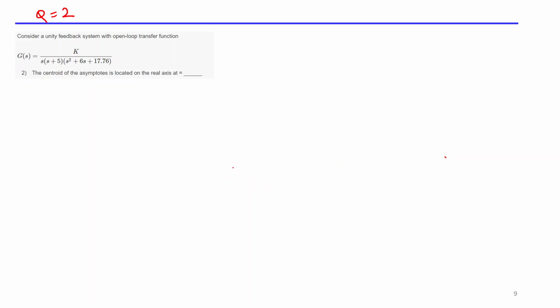So in this question, the centroid of the asymptotes is located on the real axis. At which point? Find out, no problem. Let me give an example. Sir, a small doubt: when the centroid is required and when not required, you haven't told us. You already told that when the number of poles is greater than zero, it is required to find a centroid, okay. I'll give some questions, and I will also solve some where it doesn't require a centroid to be found.